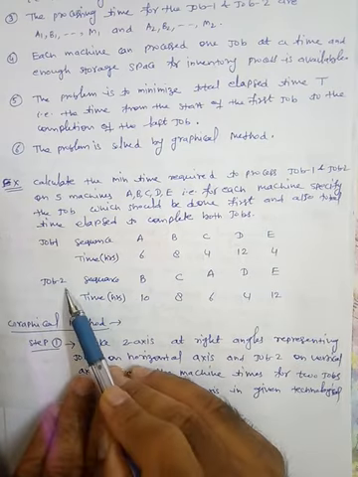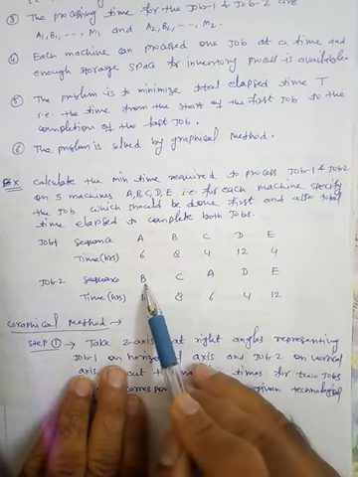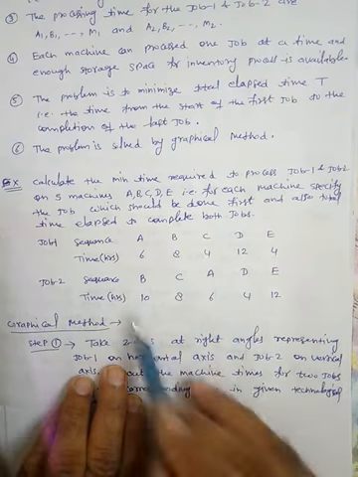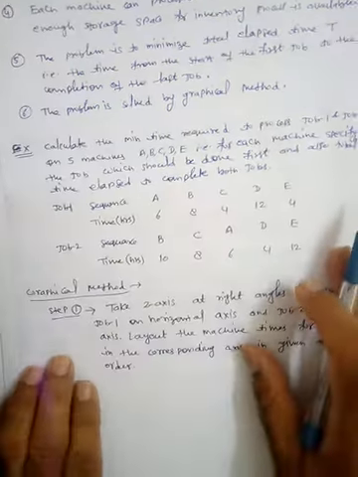Similarly, for job 2, the sequence is B, C, A, D, E. यानी जॉब 2 पहले B मशीन पे होगी, फिर C पे होगी, फिर A पे होगी, फिर D पे and then E पे. And these are the processing times. So this is the data. Now we will start the graphical method.